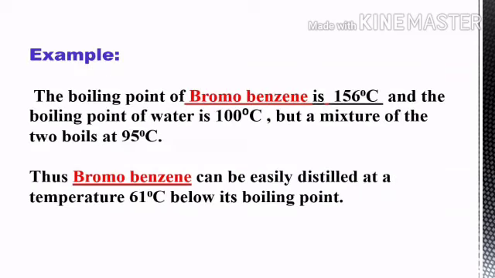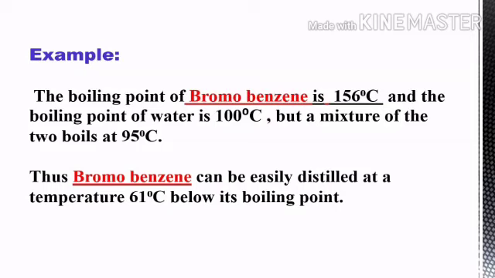Now I explain the principle with an example. Assume a liquid mixture containing bromobenzene and water. The boiling point of bromobenzene is 156 degrees Celsius. The boiling point of water is 100 degrees Celsius. But a mixture of the two liquids will boil at 95 degrees Celsius.